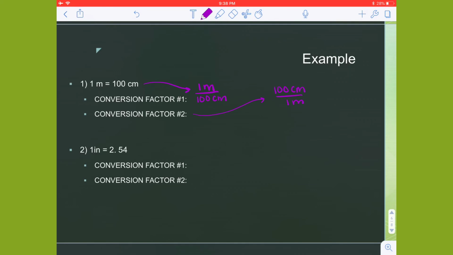Same thing with problem number 2. I can say that I have 1 inch in 2.54, and I apologize, I don't have my units there. That should be centimeters here. Or I can say that there are 2.54 centimeters in 1 inch. Okay, so the idea is you are welcome to write whichever unit on top and bottom. It does not matter. You're going to choose this based off of what units you're trying to get to.